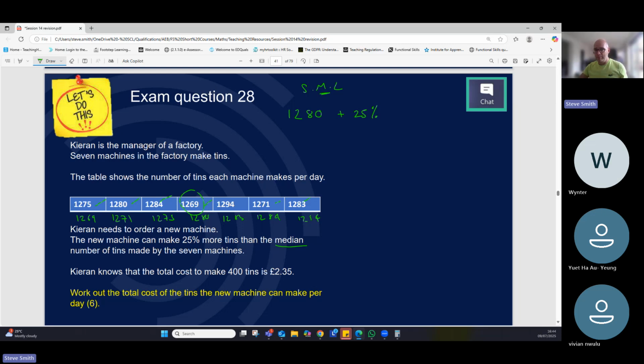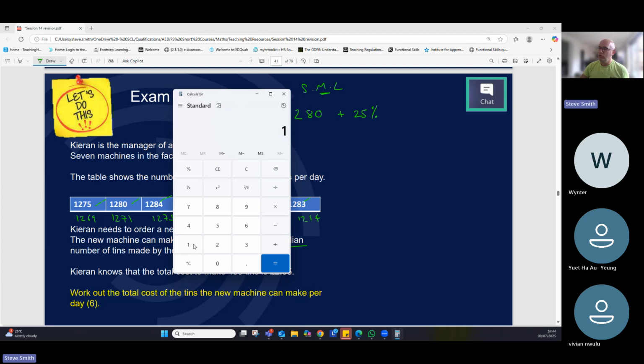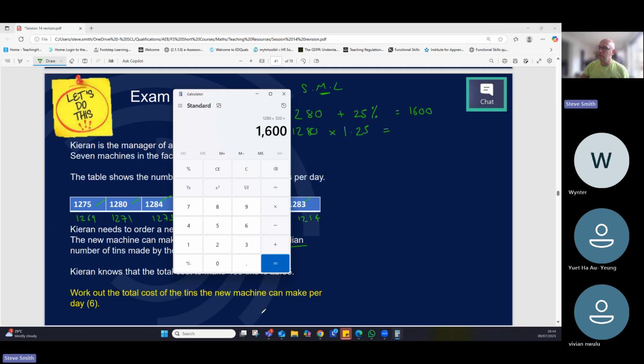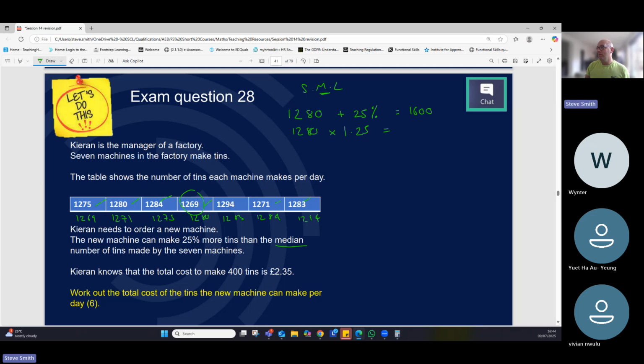On a calculator, we can simply say 1280 add 25% equals. Straight away, it told us. Or we could go 1280, change to a decimal, times by 1.25 equals. So we change the percentage to a decimal: 1280 times by 1.25 is 1600. Same number.